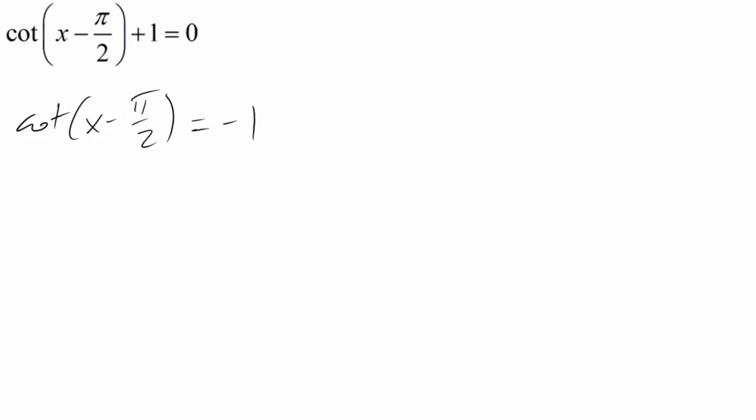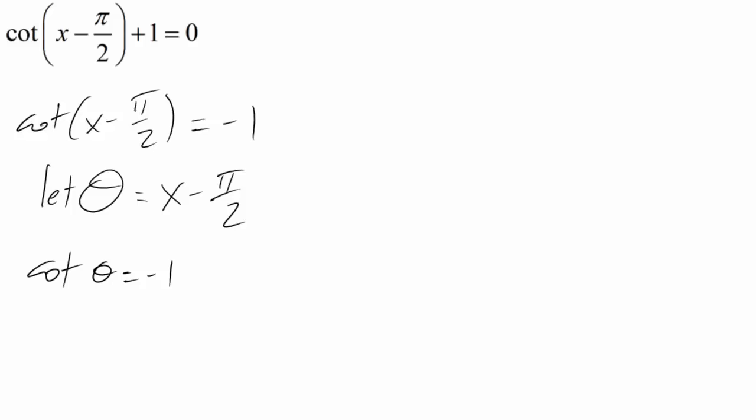So what we're going to do here is change the way that it looks a little bit. We're going to let theta equal that x minus pi over 2. So now we're really just looking at cotangent of theta to equal negative 1. All right, so now that just means we need to find the angles for which our angle theta is going to be equal to negative 1.